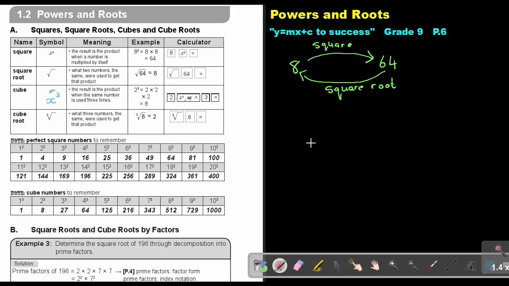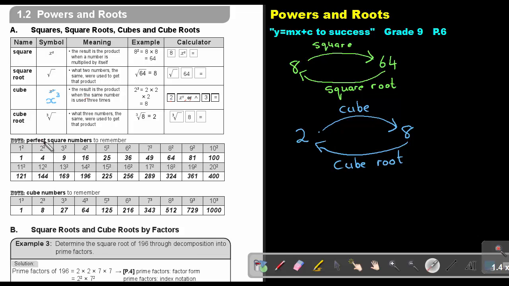And remember it like this. In this case, if it's 2 and I cube it, I will get 8. And if I reverse back, I will take the cube root. So the cube root of 8 will be 2. So remember that cube and cube root are reverse operations.